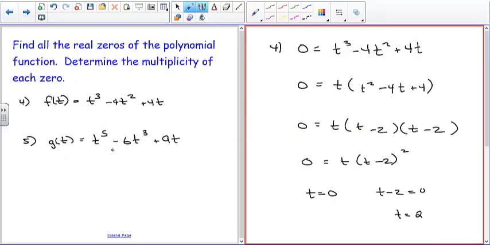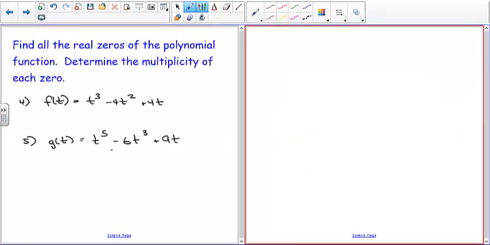Okay, the second one's a similar kind of situation. You can see that you can factor out a t because there's a t in every one of those. So t to the 5th divided by t is t to the 4th. Negative 6t cubed divided by t is negative 6t squared. All I'm really doing is reducing the exponent by 1. So 9t divided by t is just 9.